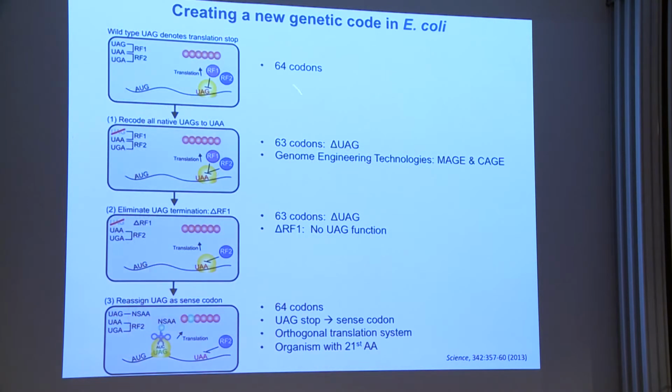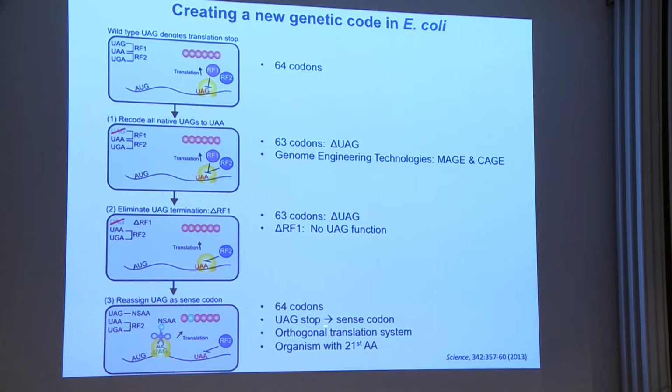So with that, I'll just summarize what the key experiment involved. It's really 3 steps. You start with your wild type E. coli with the full 64 codons, focusing on the stop codons that are decoded by RF1 and RF2. The first question is, could we perform a whole genome-wide codon replacement, reassigning all UAGs to UAAs, followed by addressing the question, could we eliminate UAG termination, or its natural function, by deleting release factor 1? And then lastly, could we reassign UAG from a stop codon to a sense codon by introducing these orthogonal translation systems?